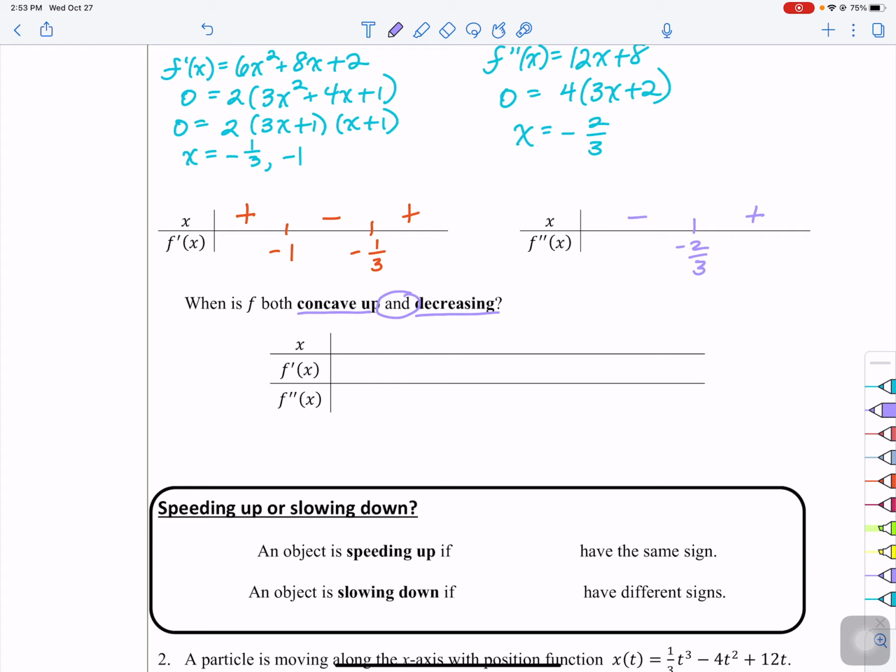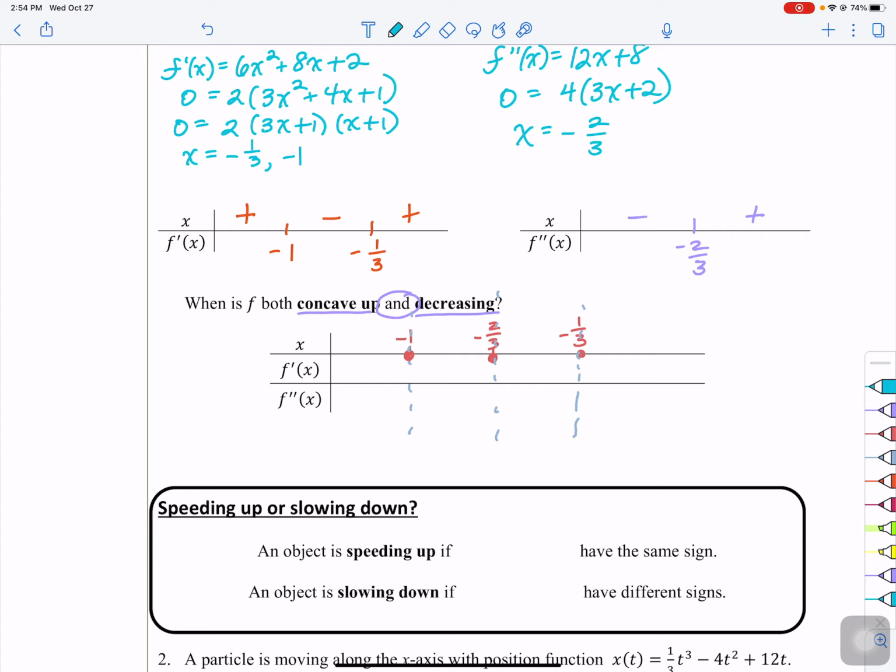So what I'd like you to do is go ahead and plot all of the points you see here. So we have negative 1, and we have negative 2/3. I'm just going to go ahead and put a point here. And then we have negative 1/3. Okay? And then sometimes it's nice to have these little dashed lines here. Okay? So what is f prime? Let's fill that in first.